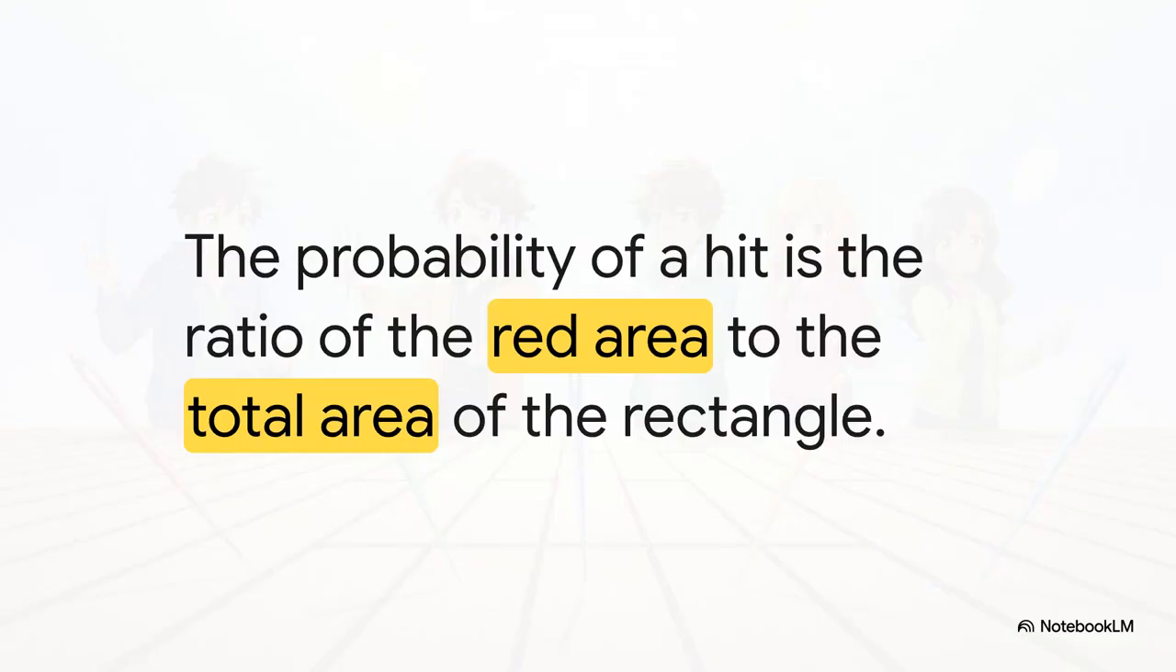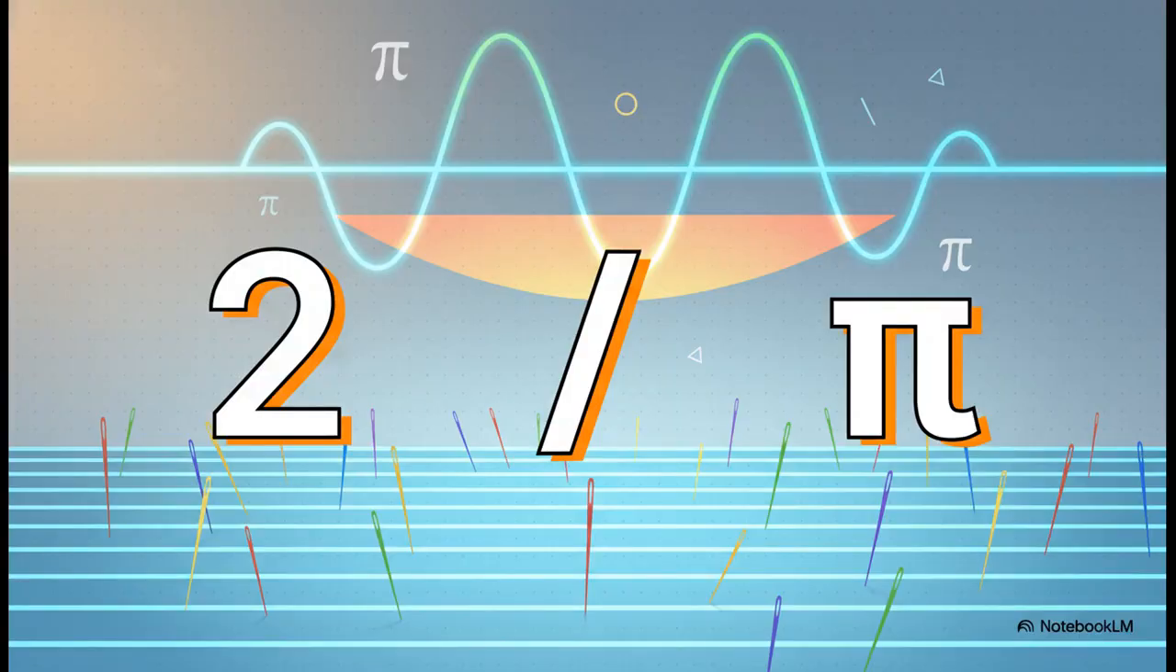So, figuring out the probability becomes a simple geometry problem. All we have to do is figure out the ratio of the red area to the total area of the rectangle. You know, what fraction of all the possible ways a needle can land results in a hit? And when you do the math, which, okay, it does involve a little bit of calculus to find the area under that curve, the answer you get is just mind-blowing. It's exactly 2 divided by pi. The probability of a random needle hitting a line is 2 over pi. It's just built right into the fabric of the universe.